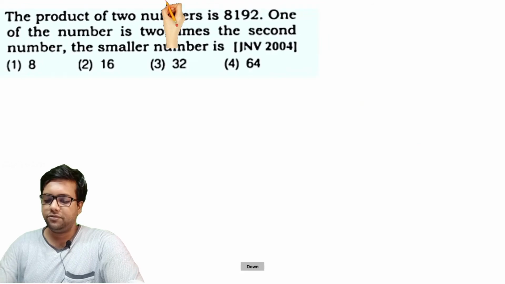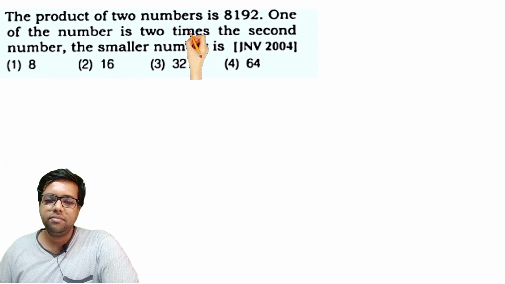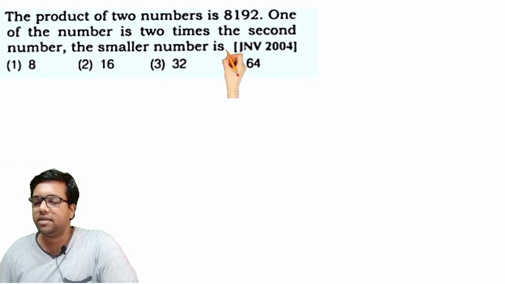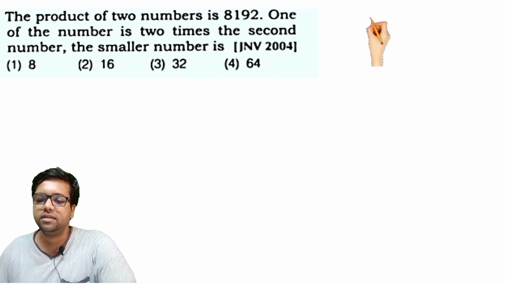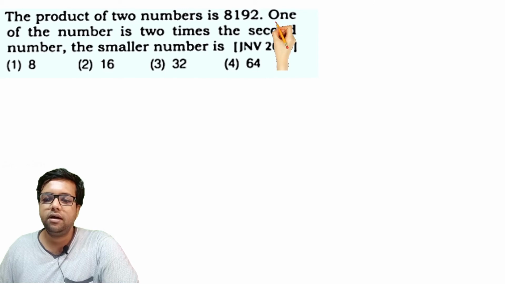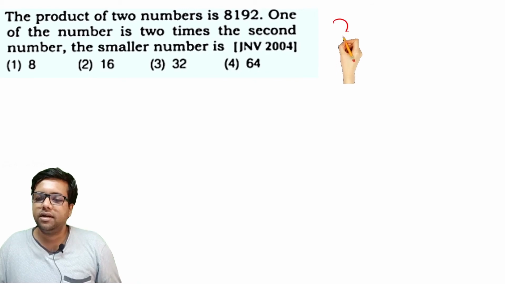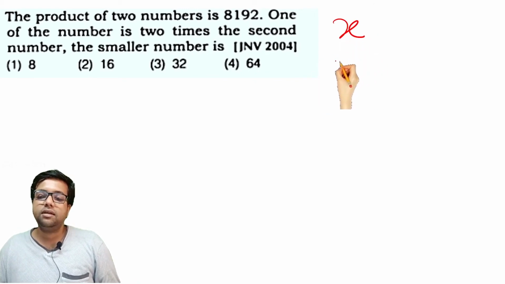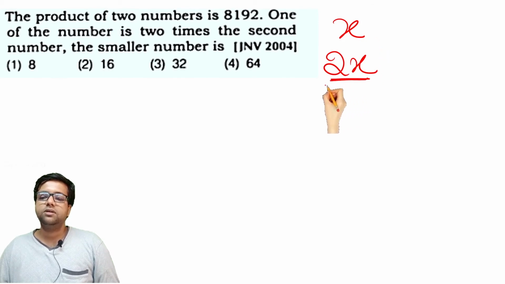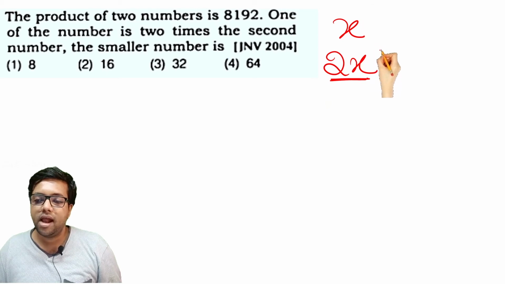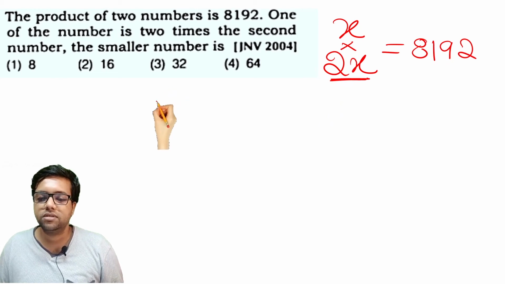The product of two numbers is 8,192. One number is 2 times the second number. The smaller number is what? The product of two numbers can be anything, but the hint given in the question is that one number is 2 times the second number. Let me call the first number x, and the other number is 2x, and their product is equal to 8,192.